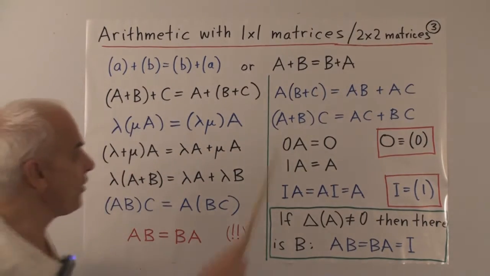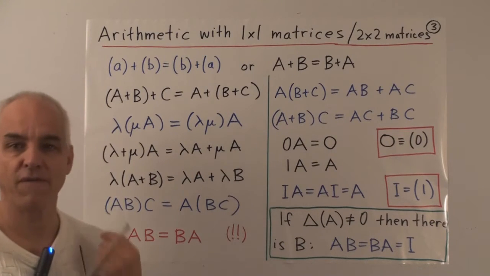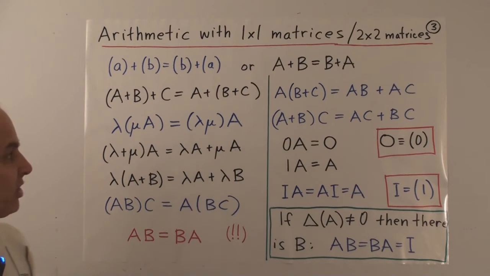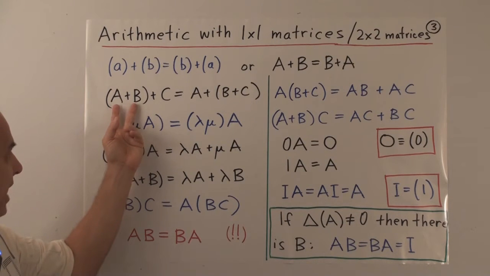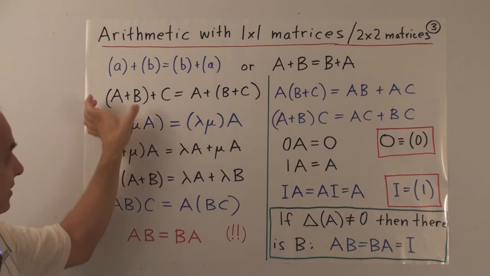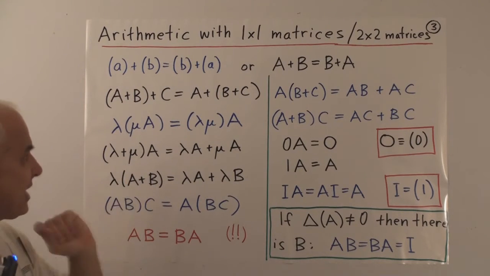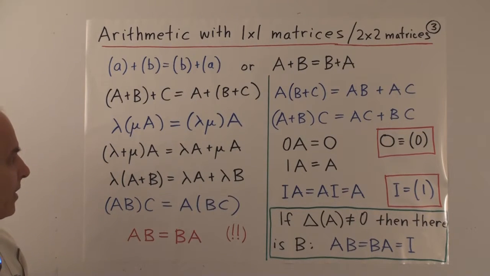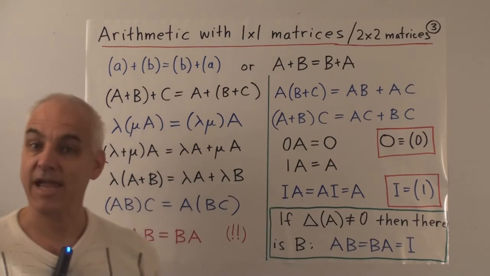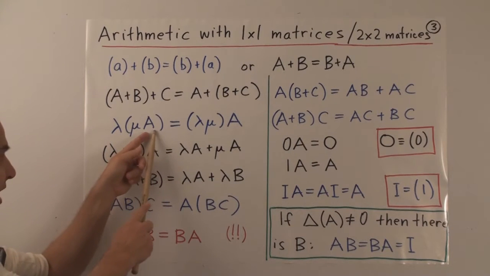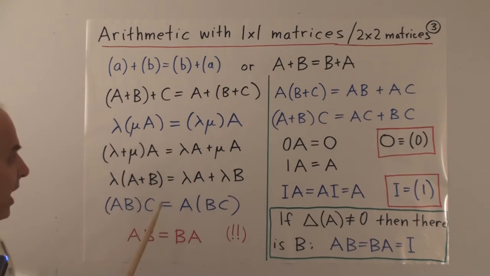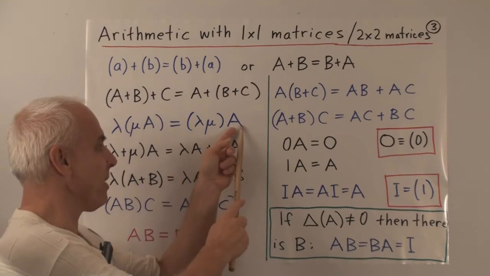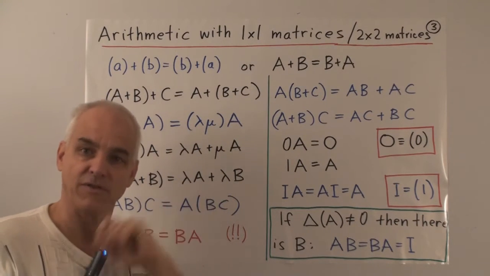Okay, so what are the main laws? Well, this law here is the commutative law for addition. This law is the associative law for addition. That if you combine A and B by adding them, A plus B, and then to that you add C, it's the same thing as when you add A to the sum of B and C. There's an associative law for scalar multiplication. If you take a matrix A and you multiply by a number mu, and then multiply that by a number lambda, that's the same as if you started with the matrix A and multiplied by the product of lambda times mu.